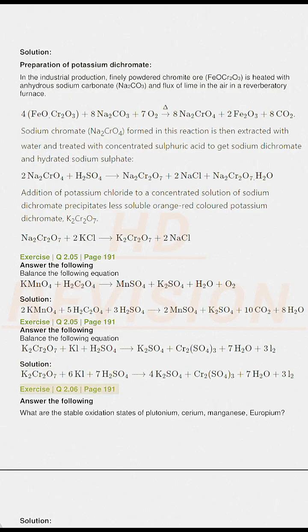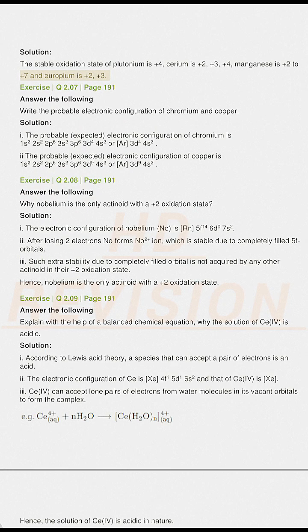Exercise Q 2.06, page 191. Answer the following. What are the stable oxidation states of plutonium, cerium, manganese, europium? Solution. The stable oxidation state of plutonium is +4, cerium is +2, +3, +4, manganese is +2, +7 and europium is +2, +3.